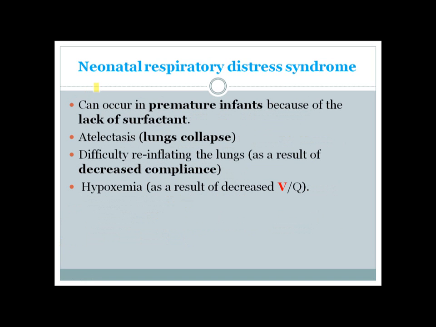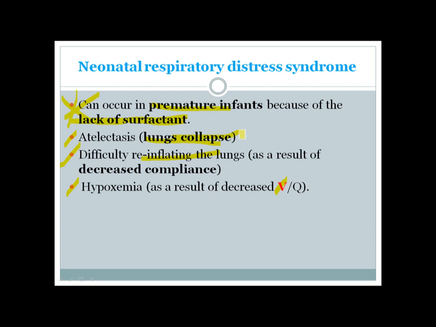So what is neonatal respiratory distress syndrome? It is a syndrome that occurs in premature infants, and it occurs due to a lack of surfactant. Whenever there is a lack of surfactant, there will be atelectasis, especially of the smaller airways, and the lungs will collapse, and you cannot easily reinflate the lungs because there is decreased compliance due to increased collapsing pressure, and it will lead to hypoxemia as a result of decreased V/Q.